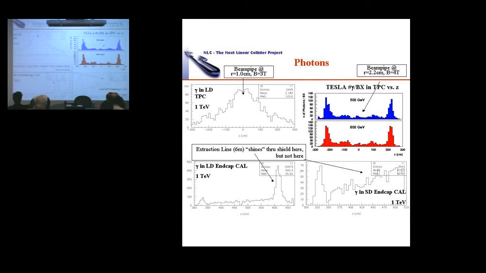Okay, photons. The photons that get into the central area come from those pairs that hit the beam pipe. This design has a 1 centimeter beam pipe with a relatively light 3 Tesla field, so the background is peaked in the central region. The other way particles get into the calorimeter is by hitting the front face of the extraction line magnet at 6 meters, and they shine in because in this particular design, our shielding probably should be thicker.